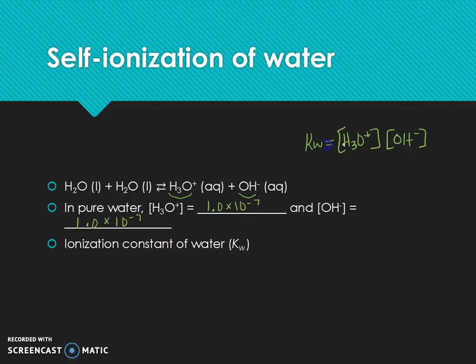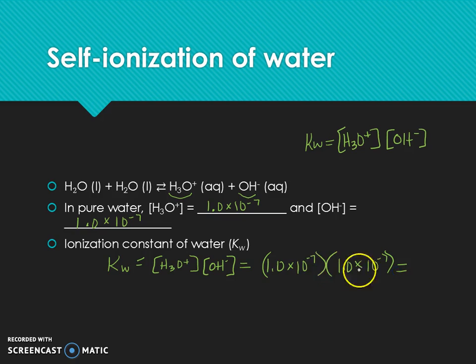And Kw is equal to the concentration of hydronium ions, I guess I should be writing this down here, Kw is equal to the concentration of hydronium ions multiplied by the concentration of hydroxide ions. Right? Well, if the concentration for each is 1.0 times 10 to the negative 7th, this would end up giving us 1.0 times 10 to the negative 14th. And guess what? 1.0 times 10 to the negative 14th, that is your Kw value. Okay, it's your water constant.